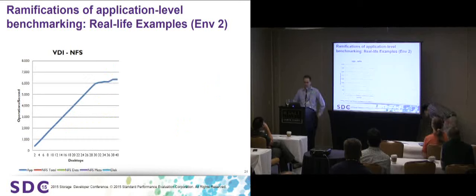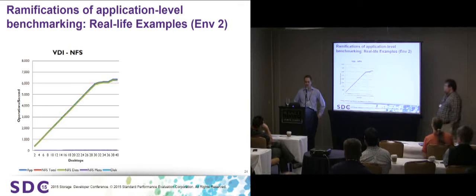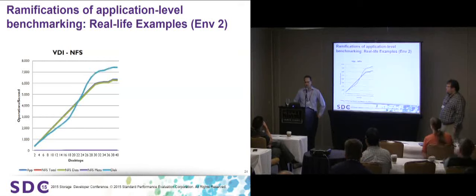So if we switch to operations per second, this is back to the NFS environment. Again, we see where it starts to fail at the higher load points. And for VDI, at least for NFS, you can see there's basically absolutely no metadata access. And then from the disk point of view, we see some of the same problems as before, although it's not quite as pronounced.